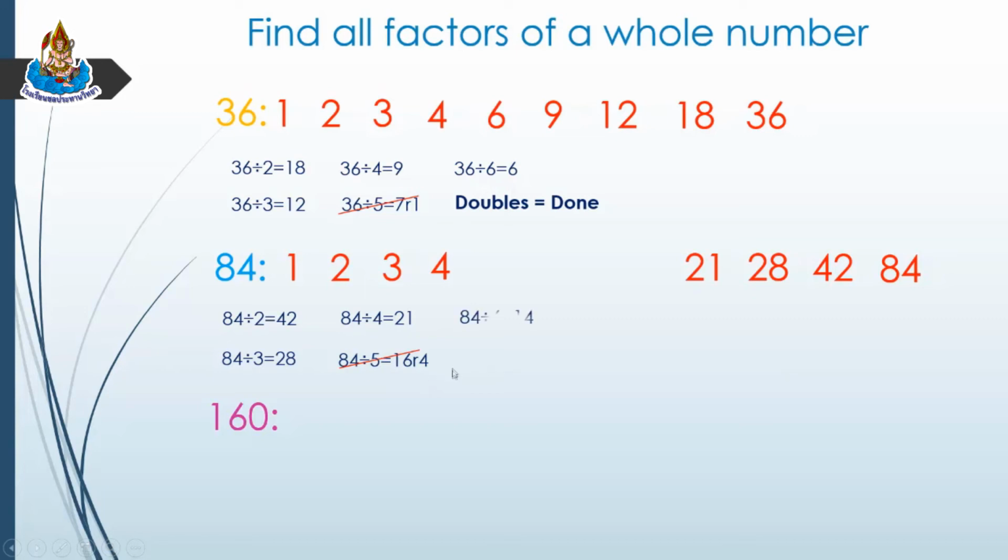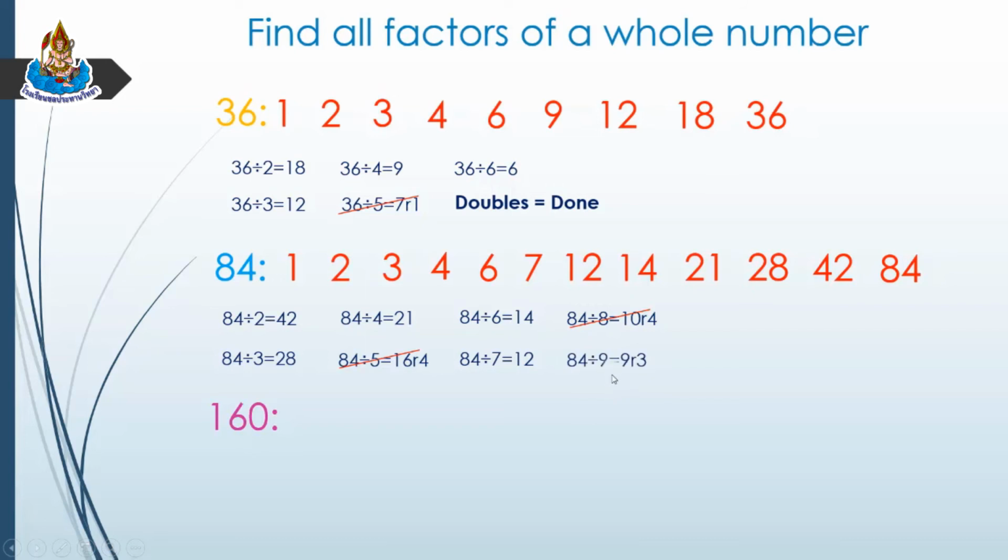Next one, 6. Yes, 84 is divisible by 6. So we can write another two factors, 6 and 14. Next one, 7. 84 is divisible by 7 as well. So another two factors, 7 and 12. What about 8? No, 8 cannot divide 84 without remainder, so let's cross it.